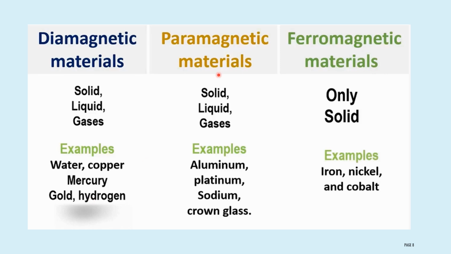Then paramagnetic material, this one also will exist in solid, liquid, and gases. Aluminium, platinum, sodium, crown glass. These are examples of paramagnetic materials. Then ferromagnetic materials will exist only in solid state. Only in solid state, remember that. For example, iron, nickel and cobalt.